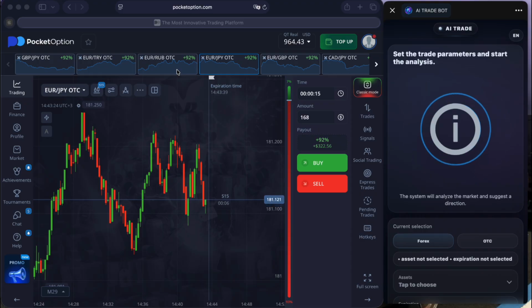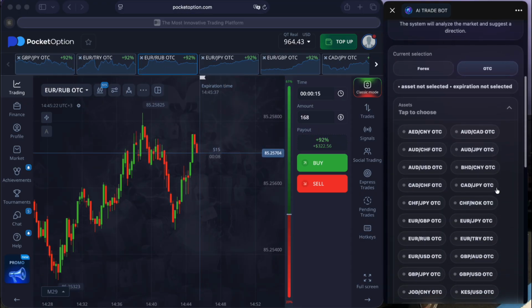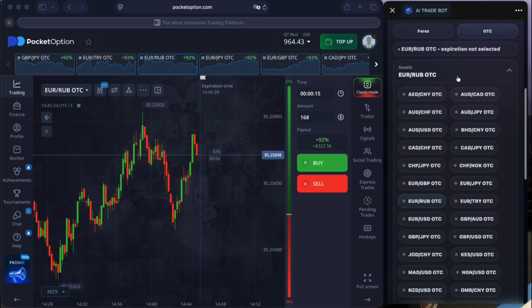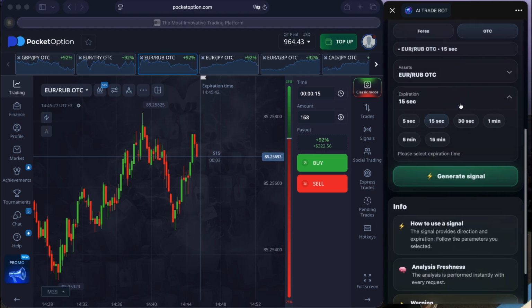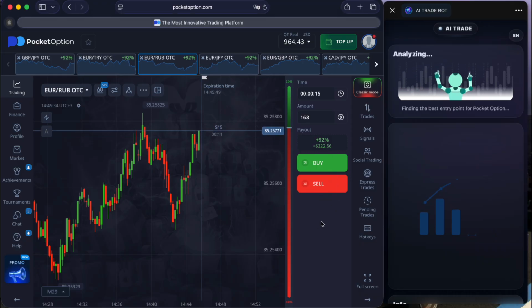I'm switching to Euro Ruble. Let's also open on the Euro Ruble without technical analysis. I fully trust this bot, as I know that many traders are already trading using artificial intelligence. I am requesting a signal in Euro Ruble. The payout on the asset is 92%.